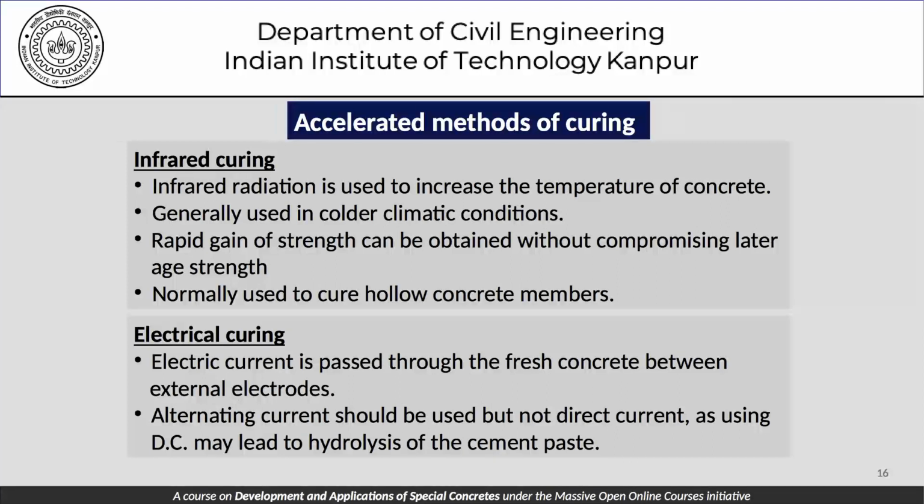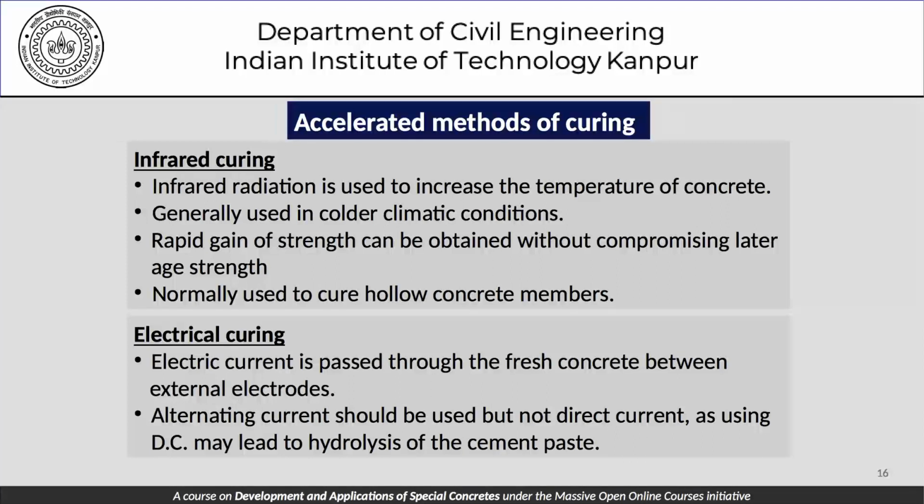infrared radiation being used to increase the temperature of concrete, used in colder climatic conditions, results in rapid gain of strength, which can be obtained without compromising later age strength, and normally used for hollow concrete members.